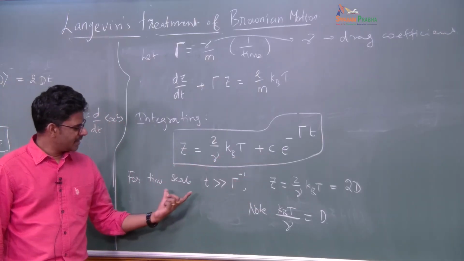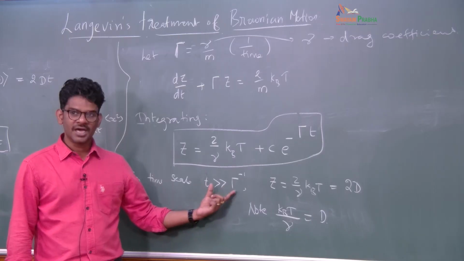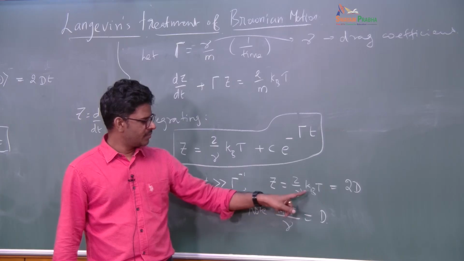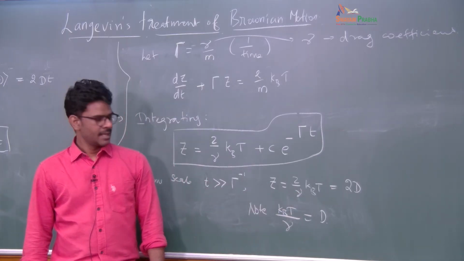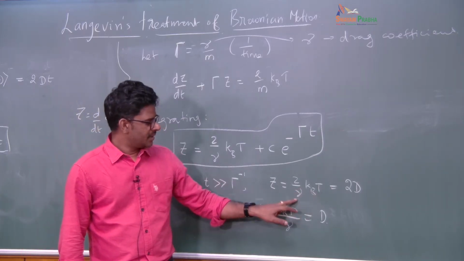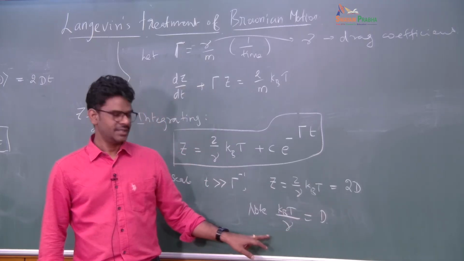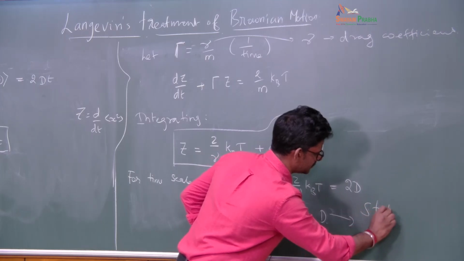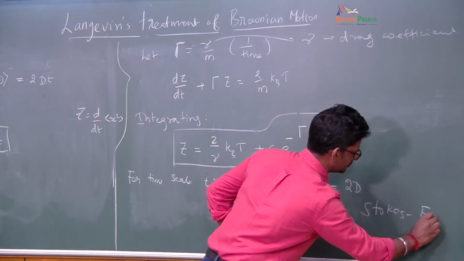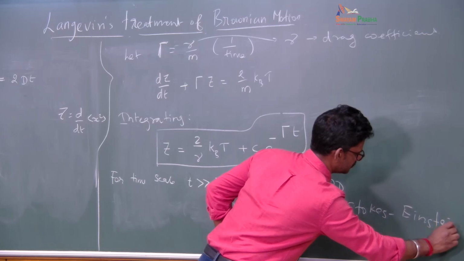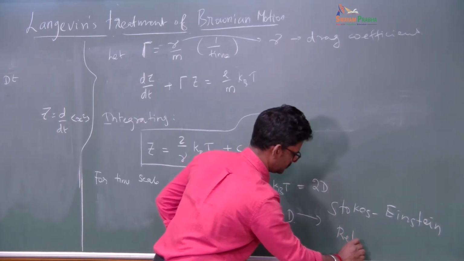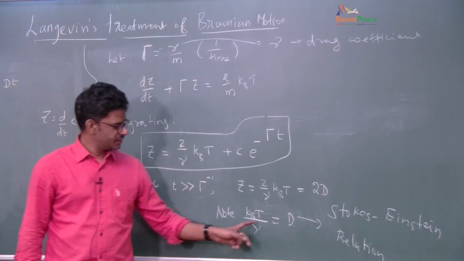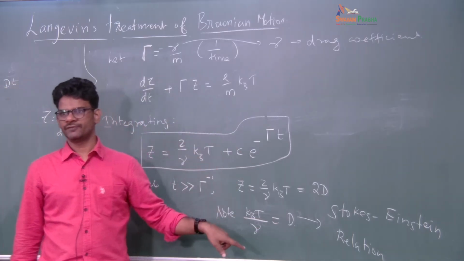So if you make an observation at a t larger than this gamma inverse, you will see z reaches an asymptotic value of 2 kbt by gamma, and this 2 kbt by gamma is nothing but the diffusion coefficient, and this is known as the Stokes-Einstein relation. This definition comes from Einstein's treatment of Brownian motion.